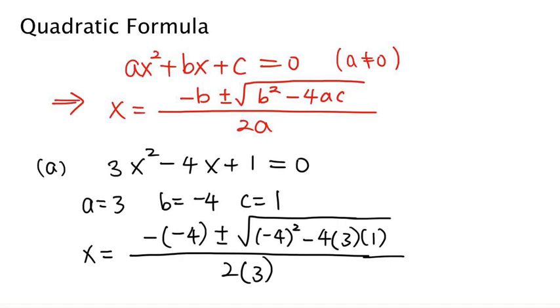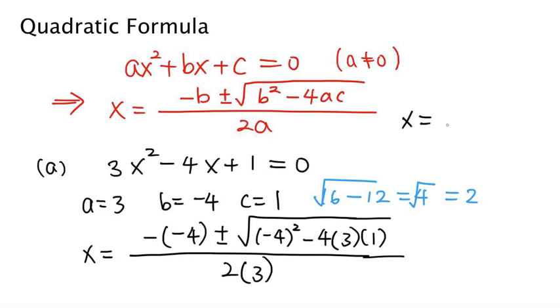Now we have to simplify this number to get the solutions. Let's work out the radical first. We have negative 4 squared, which is 16, and minus 4 times 3 is 12. So 16 minus 12 equals 4, and this is the radical, so the radical of 4 equals 2.